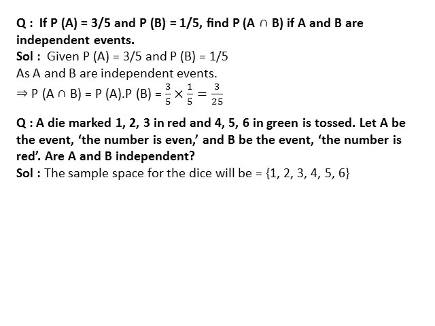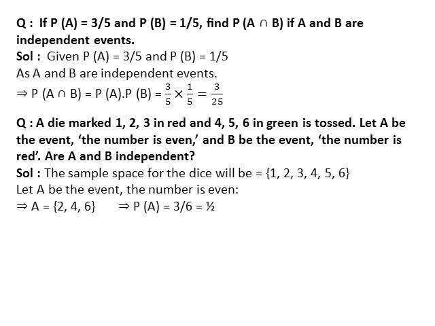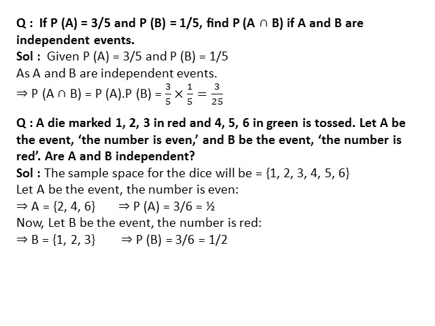Now, the sample space for dice will be a set with possible outcomes 1, 2, 3, 4, 5 and 6. Let A be the event that the number is even. So, favorable outcomes of A are 2, 4 and 6. This implies probability of A equals 3 by 6 equals 1 by 2.